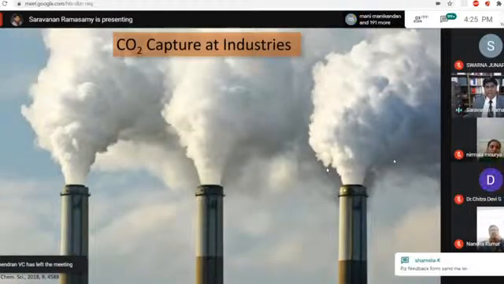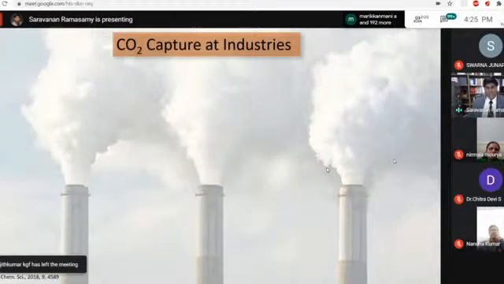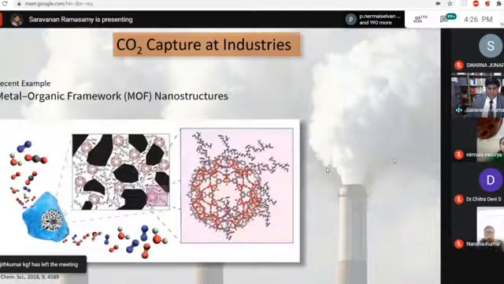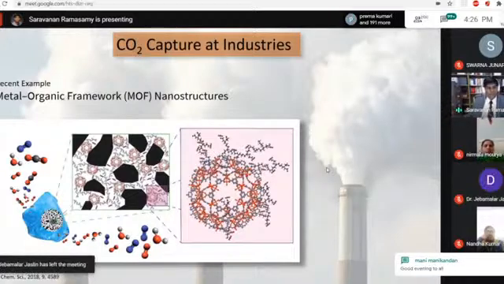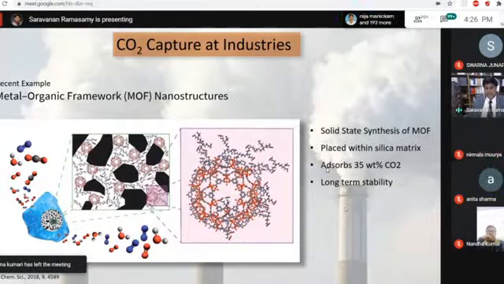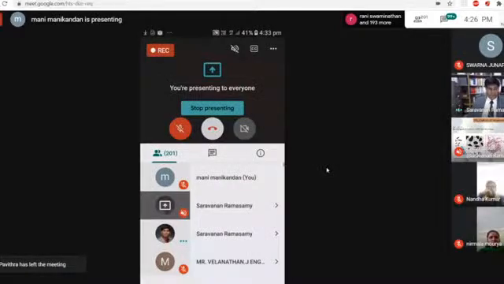So to capture carbon dioxide from industries, I'll give one example that I admired as a scientist, as a researcher of nanotechnology. I came across this particular article where they used nanoparticles, a metal organic framework nanostructure, which is basically a metal like chromium, zirconium, or zinc with an organic ligand on top of that, and placed inside these chimneys to capture the carbon dioxide. This is a very efficient synthesis. It uses a silica matrix, which is not toxic, and it absorbs 35% of carbon dioxide, and it has a lot of stability.